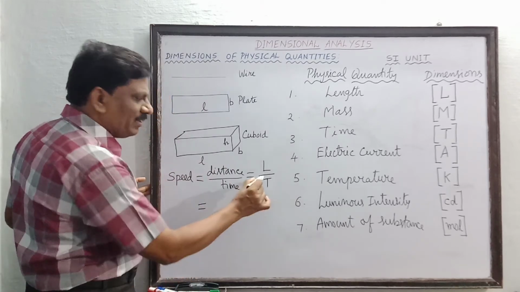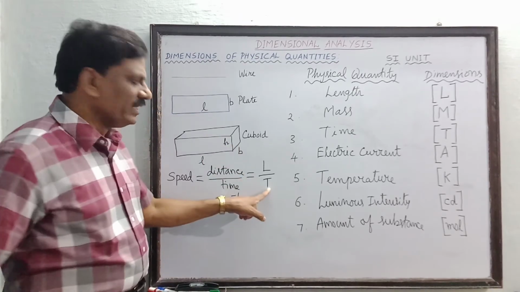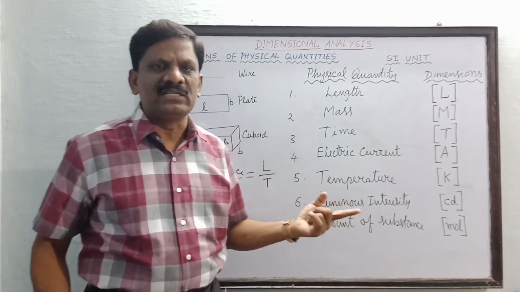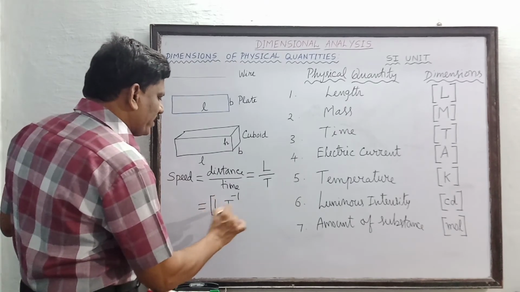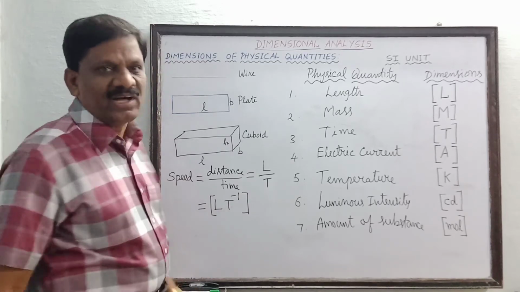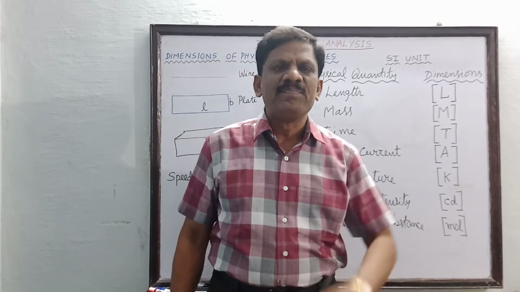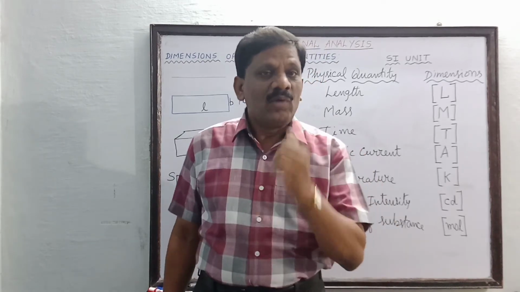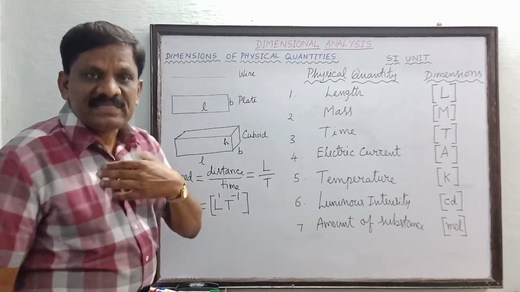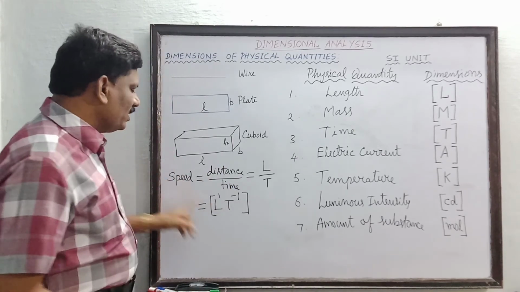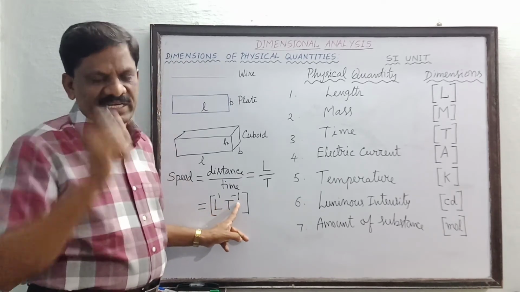So this can be written as capital L T power minus 1. From the denominator, T is brought to the numerator, so it becomes T power minus 1. I will put this inside the square bracket, and this is the dimensional formula, or the dimensions, of speed. What do we mean by writing L power 1? This L is nothing but L power 1. I say that speed has one dimension in length and minus one dimension in time.